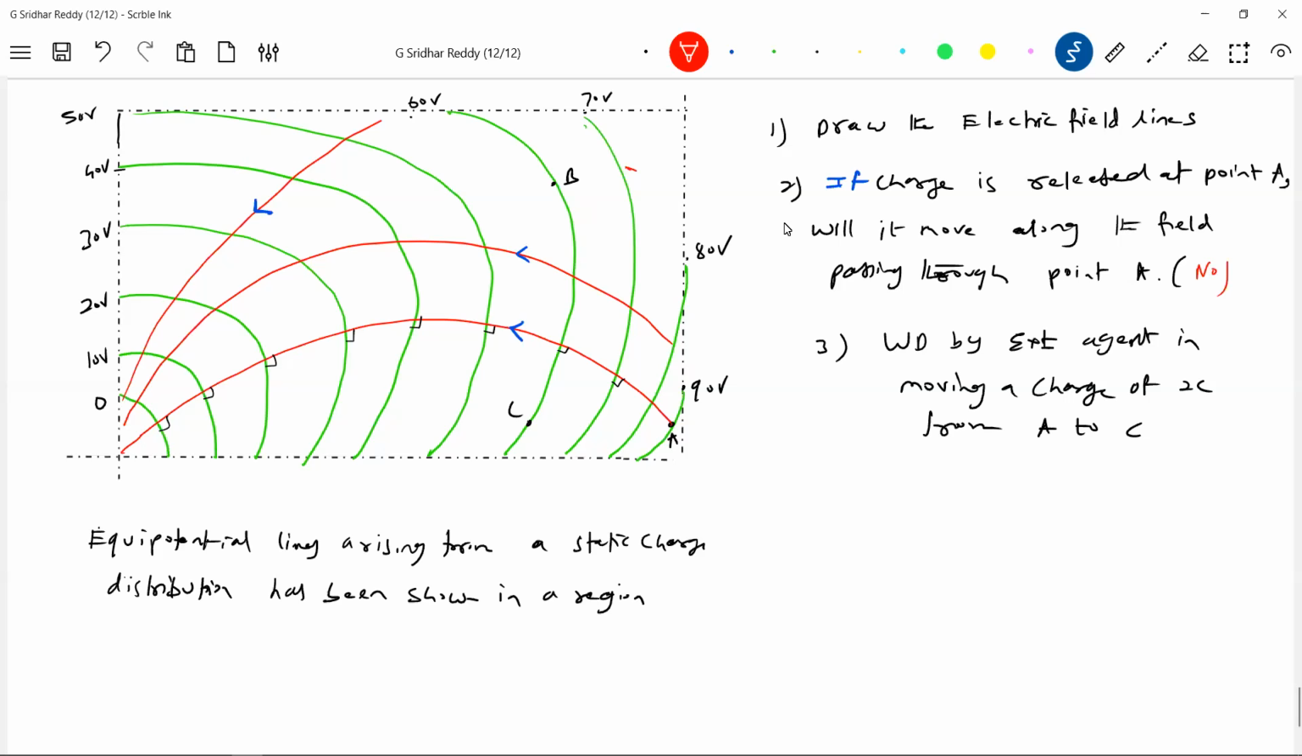So what are lines of force? Is it the path traced by a test charge released in that field? The answer is no. So what are the lines of force? If you draw a tangent, it will give the resultant field direction.